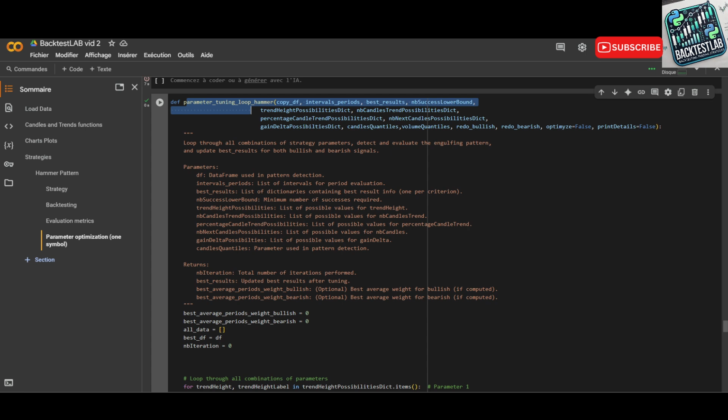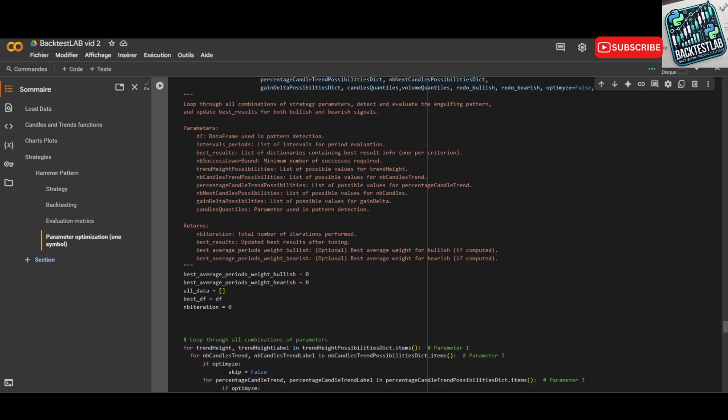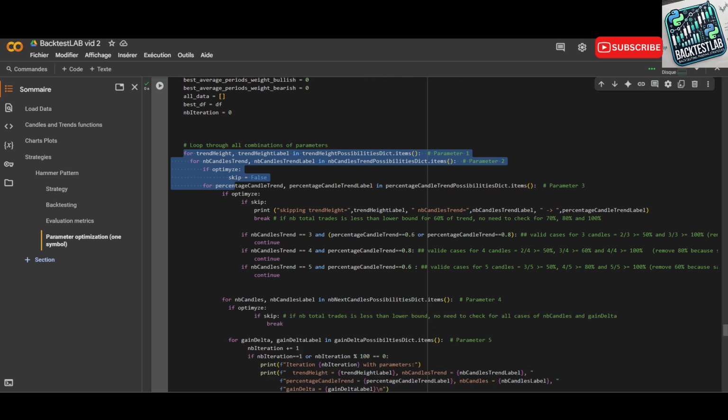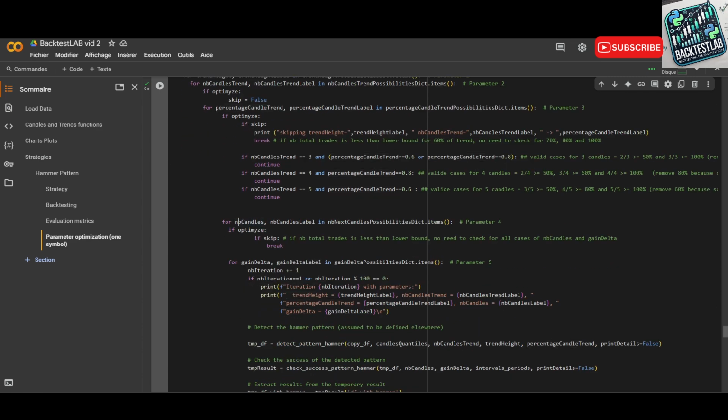Basically, the general idea here, I'm not going to explain line by line, is that I'm looping through all my parameters. I have 5 parameters. The first 3 concern the trend: as you can see, the trend heights, the number of candles I'm considering, and the percentage candle trend. And the last 2 are to check for the success: how many candles I'm checking and the gain delta. So I have 5 inner loops.